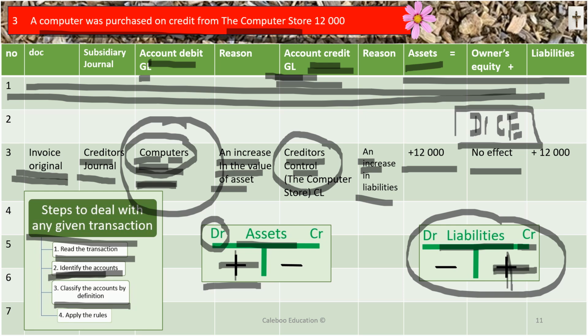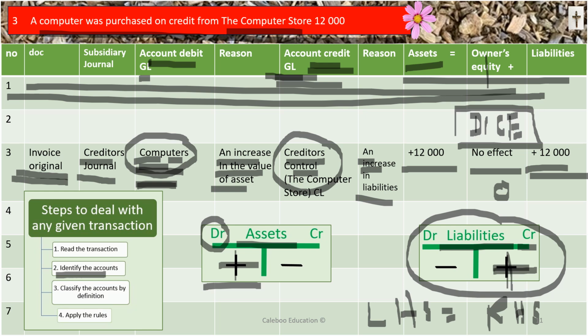None of those accounts were in this transaction. There's zero effect under owner's equity. And what happened under liabilities? There was an increase in how much we owed. We owed the computer shop another 12,000 Rand. And the left hand side is equal to the right hand side after this transaction. There we go.